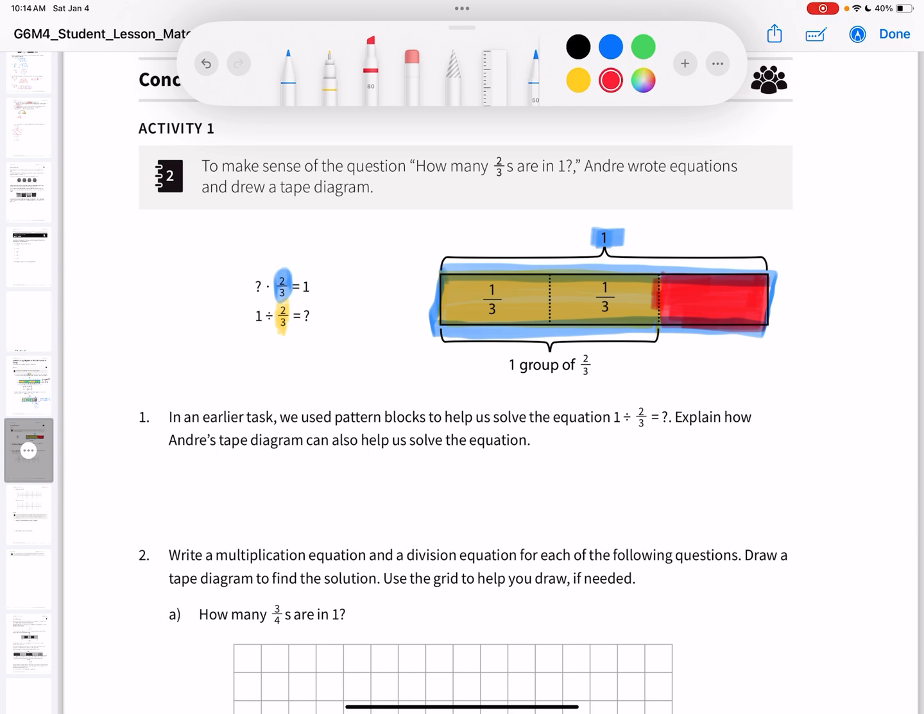So you can see that in his tape diagram, it shows the same thing that we were doing when we were solving with pattern blocks. If we look here, we have our trapezoid and our rhombus is 2/3, and then we have this piece left over here. So it's the same setup.